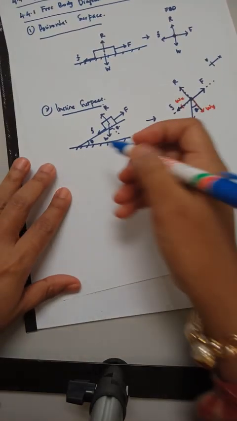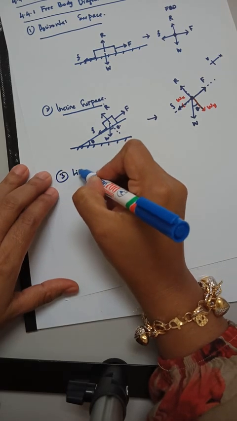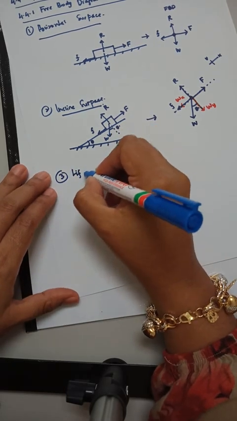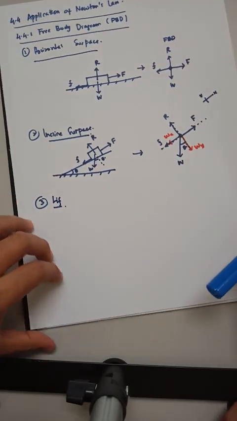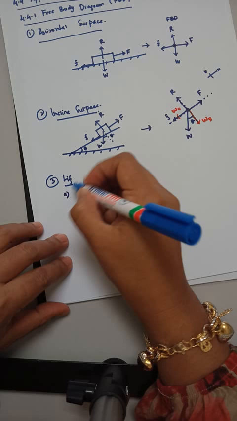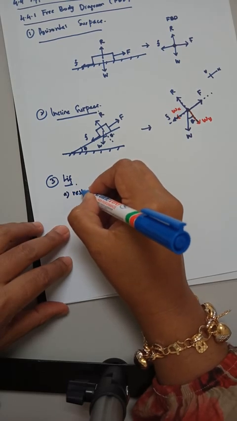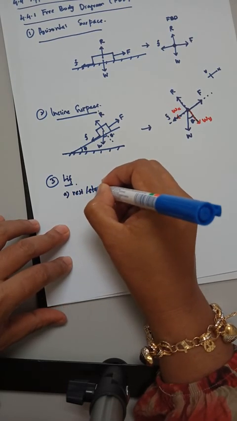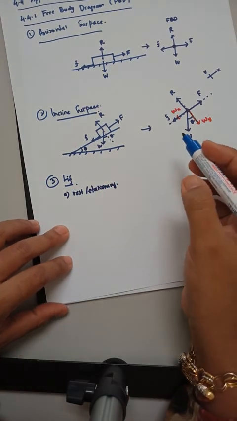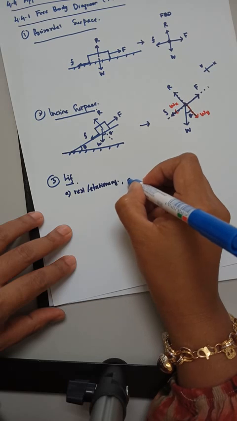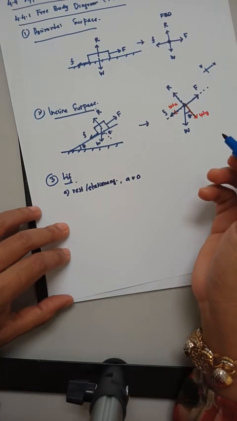The third one is the lift. For the lift, there are 3 situations. One, A, when the lift is at rest, or we also call it stationary.